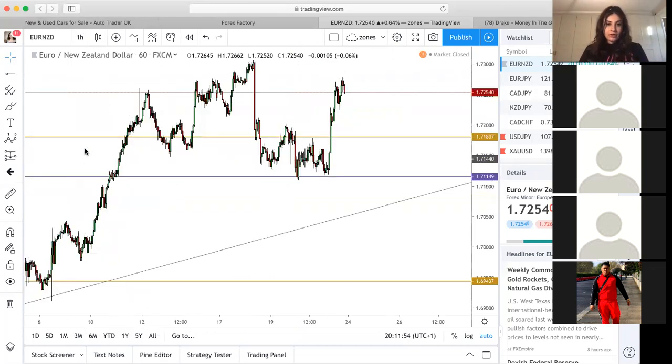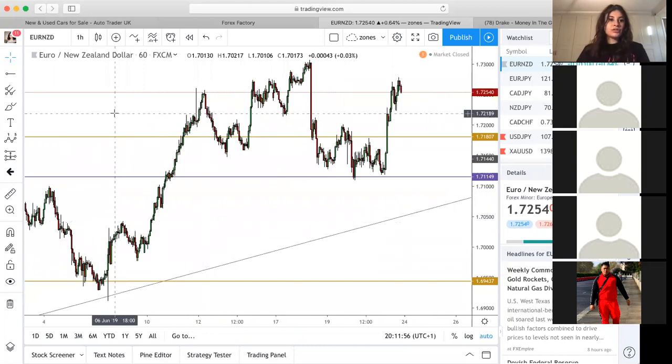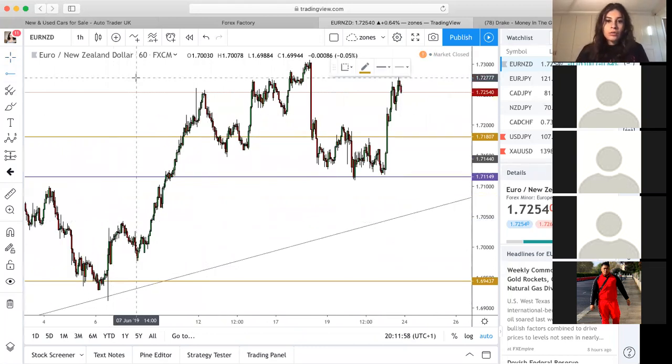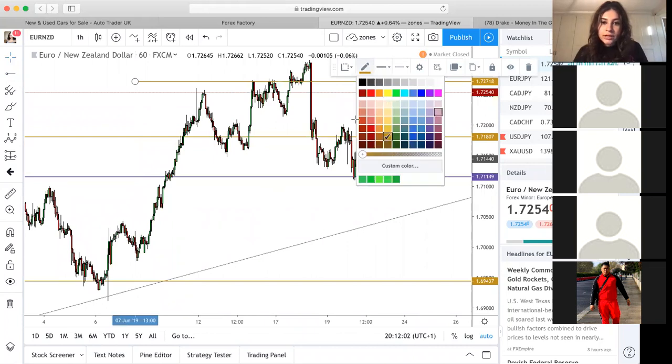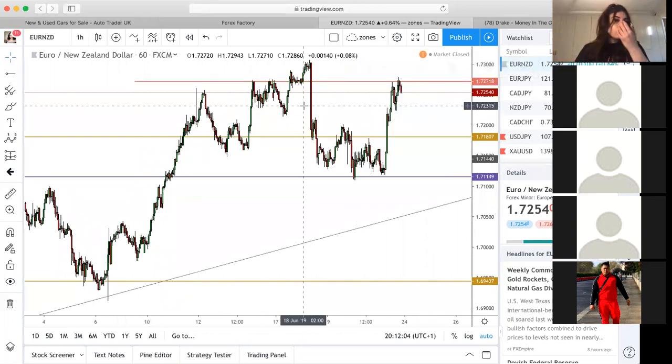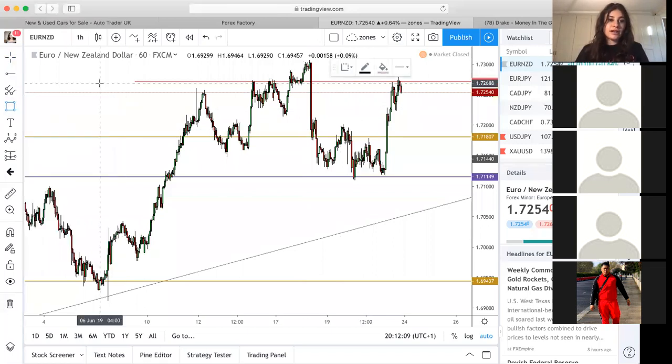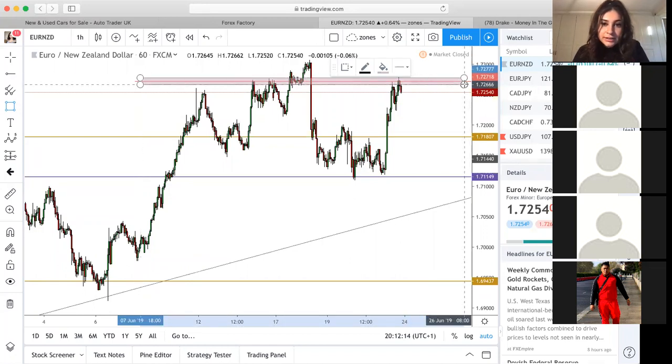Then you go on to the 1 hour once you've done that and put in any more that you can see. So we could put one here. And what I would recommend for you guys is to change your lines into zones. The reason I say this is because you're giving price room to breathe. So let's say, for example, we make this into a zone like this.